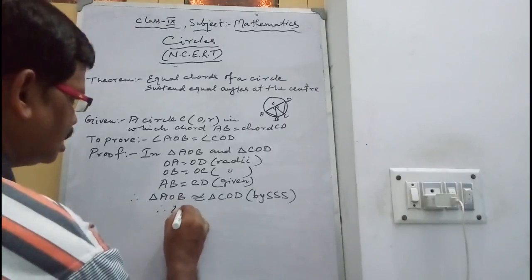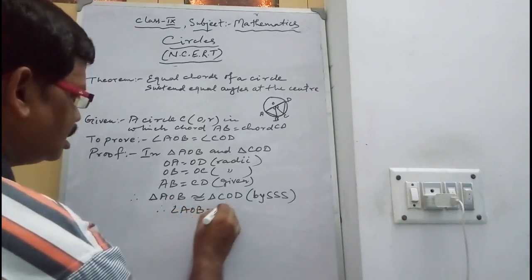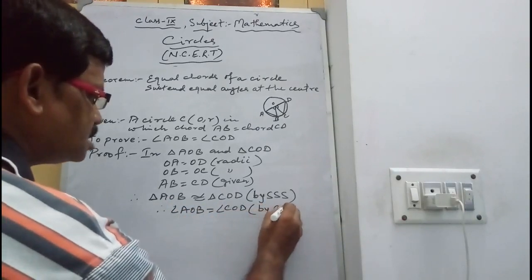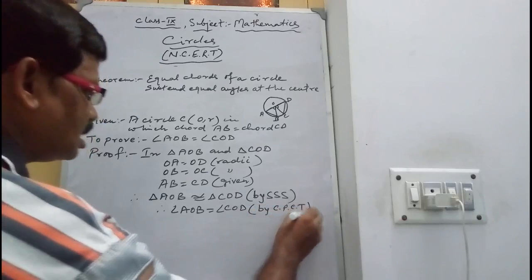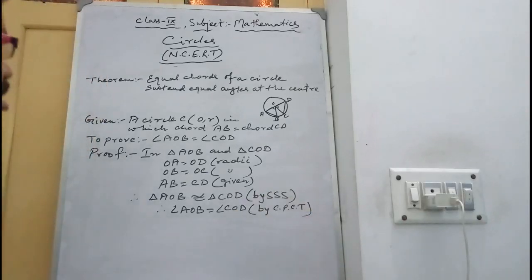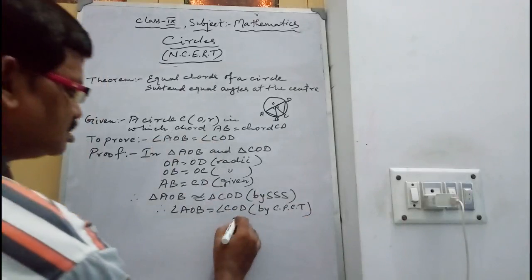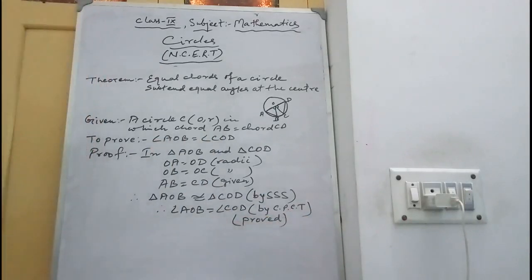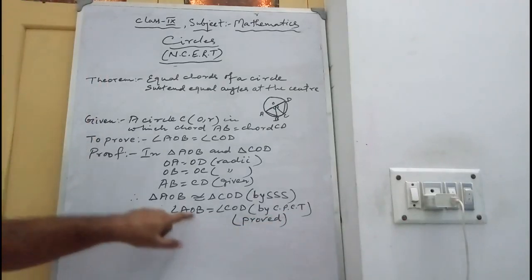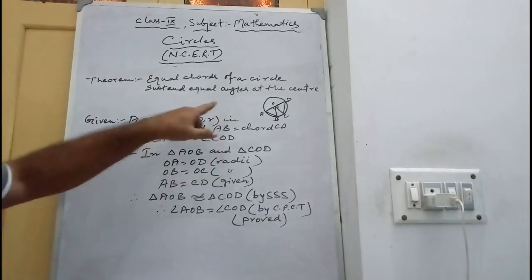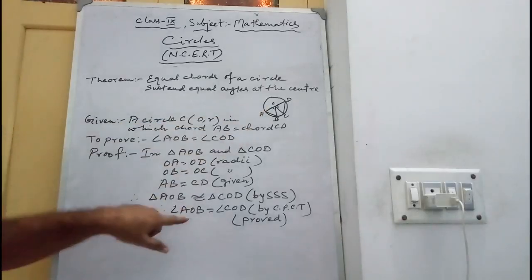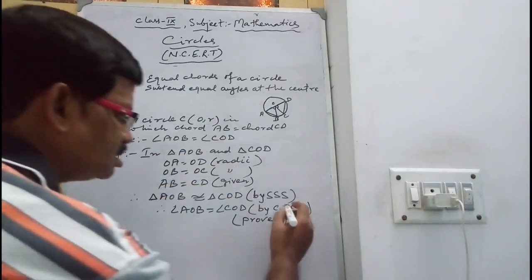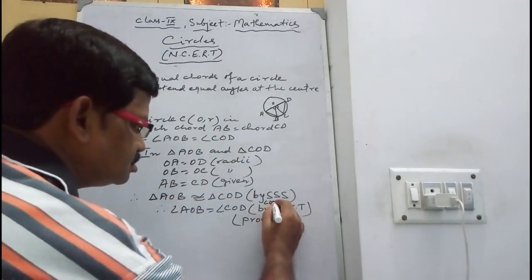Therefore angle AOB is equal to angle COD by CPCT, corresponding parts of congruent triangles. So we have proved this. By the SSS congruency property, these two triangles become congruent. Therefore, angle AOB is equal to angle COD by CPCT.